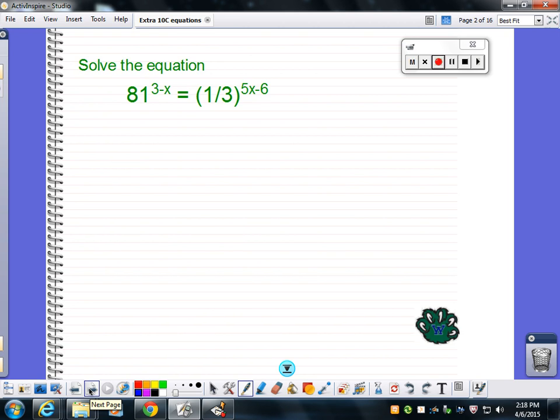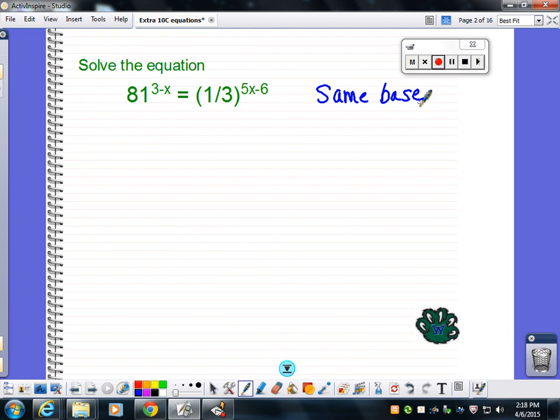Solve the following equation. One of your goals when you go through this is looking at these, and before you even pick up your pencil, decide what am I going to do? What method am I going to use to solve this? Okay, so hopefully you look at 81 and 1/3 and realize that you can rewrite these with the same base. So this is an example of a same base question. I'm going to rewrite these both with a base of 3.